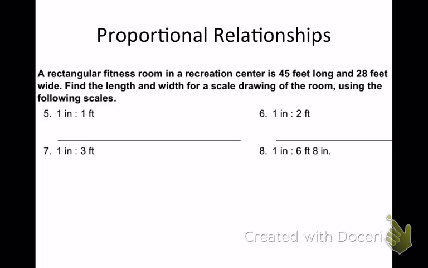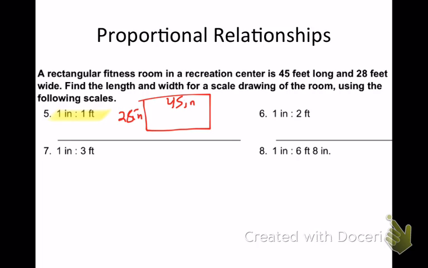Alright, let's look through number 5 here. So a rectangular fitness room in a recreation center is 45 feet long and 28 feet wide. Find the length and width for a scale drawing of the room using the following scales. Well, if 1 inch is equivalent to 1 foot and I were to make a scale of this, what would my new dimensions be in inches? Chris? The length would be 45 inches, and then the width would be 28 inches. Yeah. If it's 1 to 1, well, it's just going to be 45 to 28. It's going to be inches now.